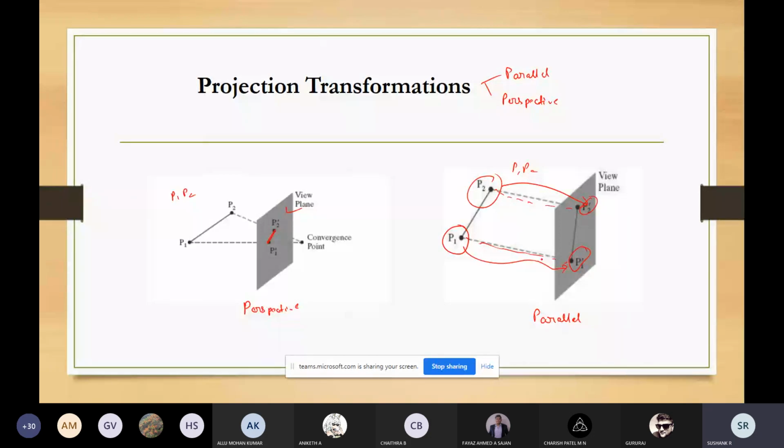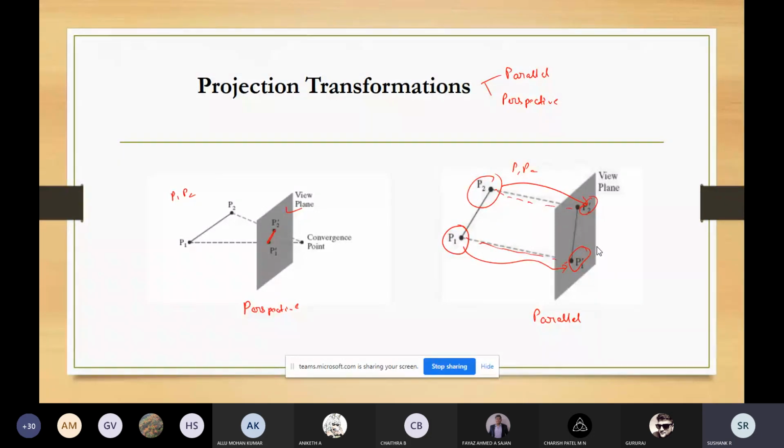Here in this example, we have a line given by the two endpoints P1 and P2. We are drawing imaginary parallel lines onto the view plane to get two more points on the view plane, represented by P1 dash and P2 dash. So what we can observe from here is that the parallel projection maintains the size of the object, or the proportion of the object.